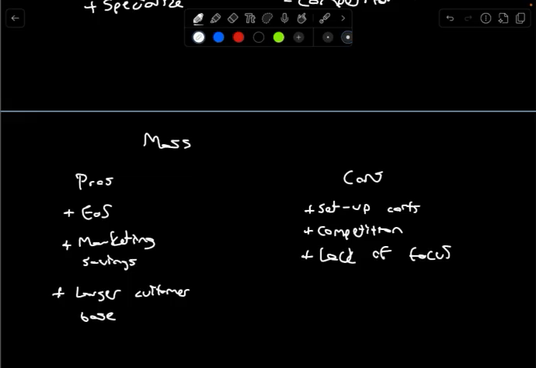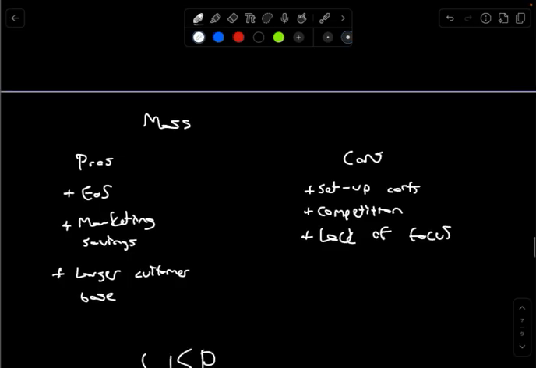And then there are also some cons. They have high setup costs because they obviously mass produce in high amounts. The competition is fierce because there are lots of companies already in the field. And then there's a lack of focus, so it may sometimes be wasteful.